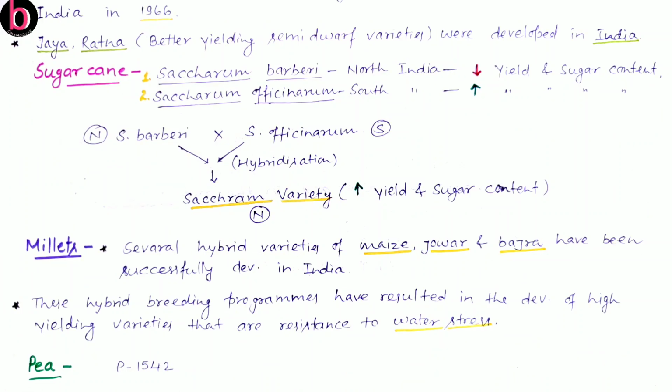One more example given in NCERT is an improved variety of pea named P1542. So this is also related to high productivity.